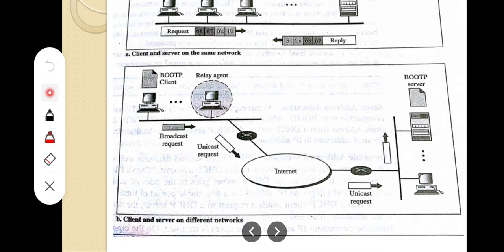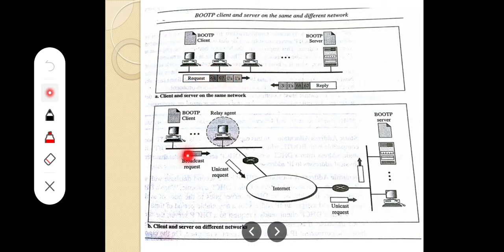So a broadcast request like this cannot be sent through here. It is not possible. Why? Because these routers will not accept this. For handling this problem we are creating an intermediary system called a reply agent. This reply agent knows the address of this Bootp server. So it takes this Bootp broadcast request, converts it into a unicast message and sends it to the routers. It will reach the Bootp server, and the Bootp server will respond with the IP address of this machine. This is the way.